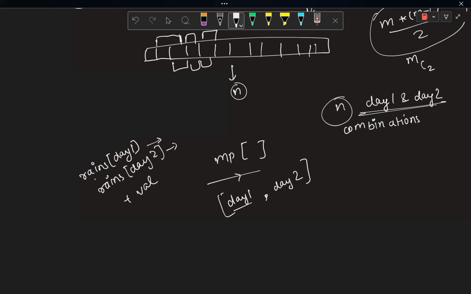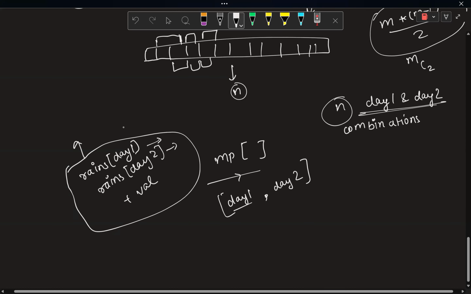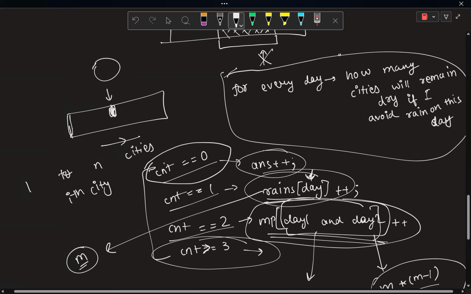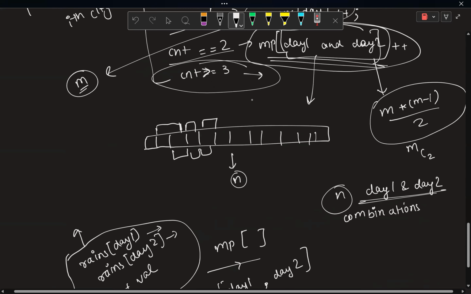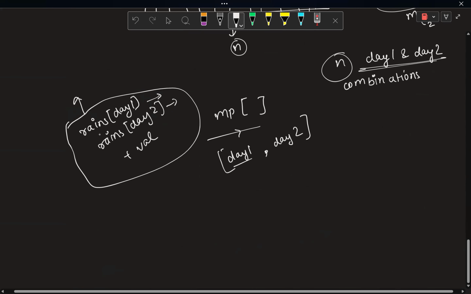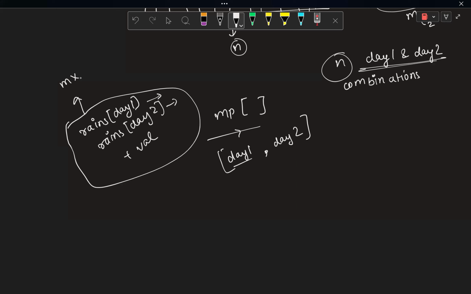The combination of these 3 things will tell you how many different cities will be dried, which are not dried initially. We are not talking about the cities which are already dry. We are talking about the cities which would become dry if we avoid rain on these 3 days. So whatever you get as the maximum, just store it somewhere. Instead of creating a new variable, I just stored it inside the variable cnt.